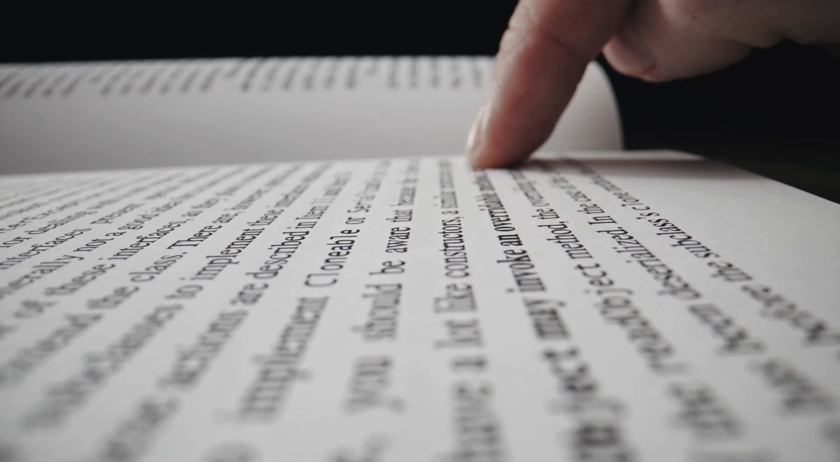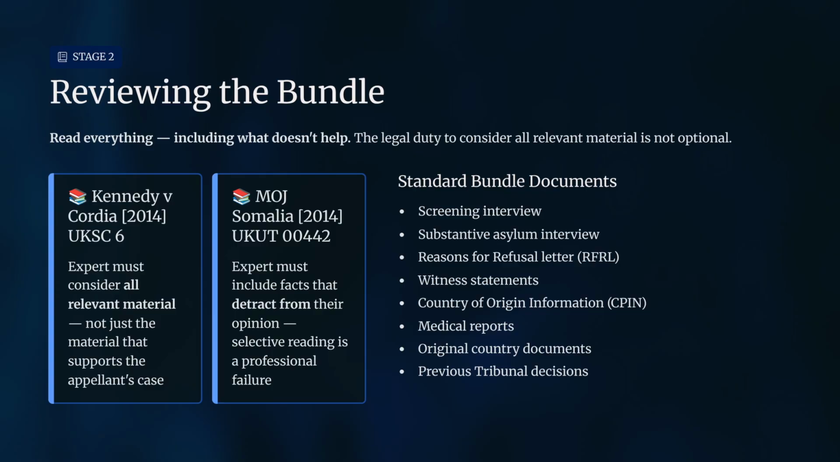What we look for in the bundle. 1. The applicant's screening interview record. 2. The substantive asylum interview transcript. 3. The reasons for refusal letter from the Home Office. 4. Any witness statements from the applicant, family witnesses. 5. Country of origin information already used by the Home Office.